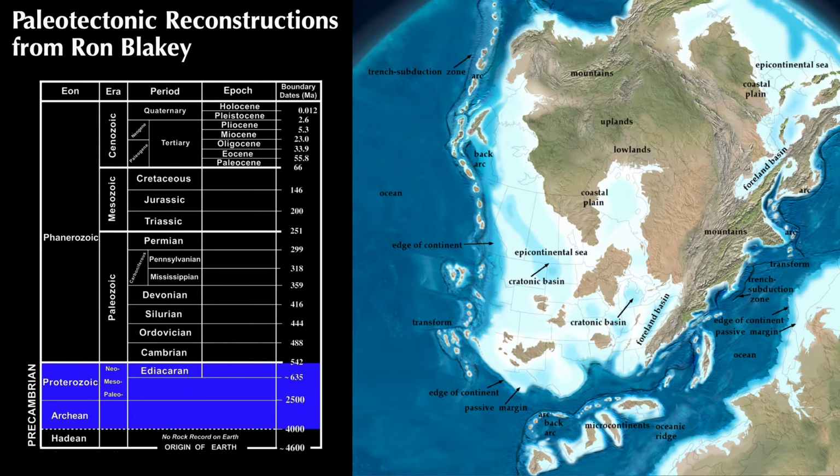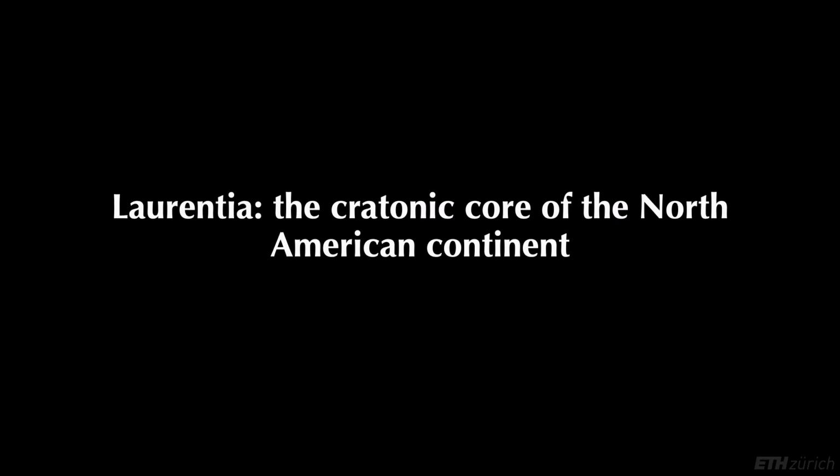I'll also be showing commonly on the left side of slides the geologic timescale and the eons, eras, periods, etc., that the map represents. All right, so any discussion of North American tectonics has to first start with distinguishing its cratonic core, referred to as Laurentia, from everything else that's been accreted to it since the Precambrian.